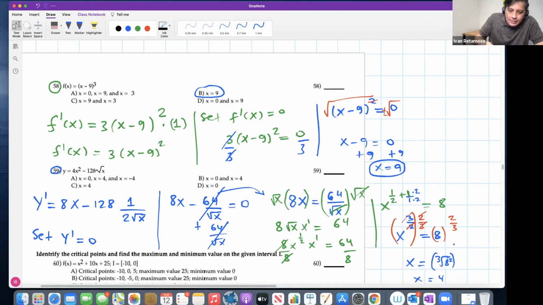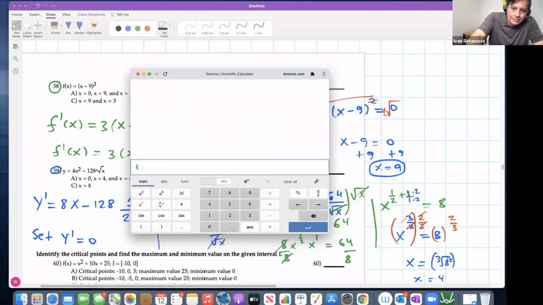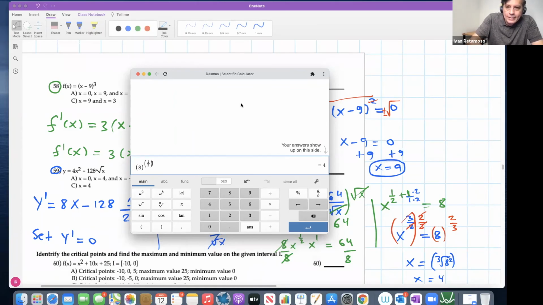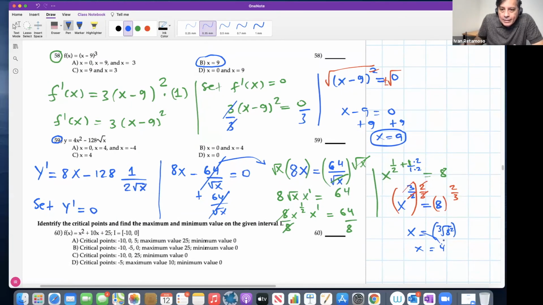But I explained in our lecture, right? In case you have difficulties figuring that out, guys, just take the calculator, do this, 8 raised to, put the fraction there, 2/3, and this will give you the 4 that I figured out here, right? Yeah, great. Now this is one critical point, right? x equal 4. However, guys, remember we said we have another source where we look for critical points.